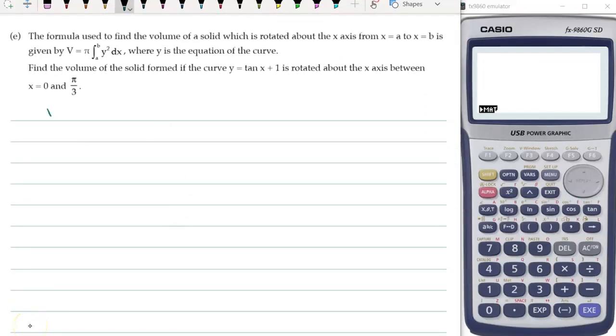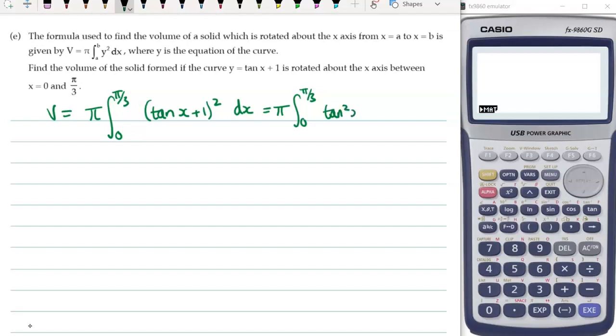Okay, to find this volume, we are doing pi times the integral between a and b, so that's 0 and pi by 3 from these values here. Then we do the y function squared, so that's tan x plus 1 squared. So that would be to integrate between 0 and pi by 3. Expanding that bracket, we get tan squared x plus 2 tan x plus 1.